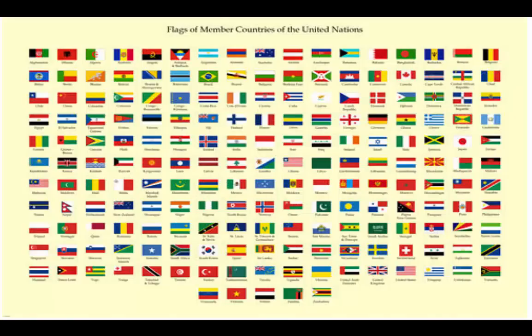Here is a picture of all the countries that are in the United Nations. Just to let you know, there are 195 countries in the world today, and 193 of those 195 are actually in the United Nations. So every country in the world but 2 is in the United Nations.